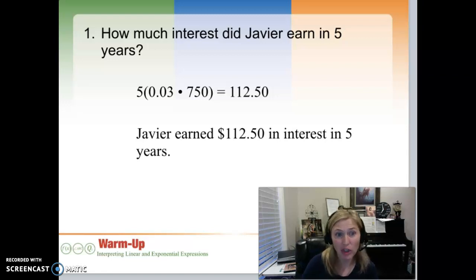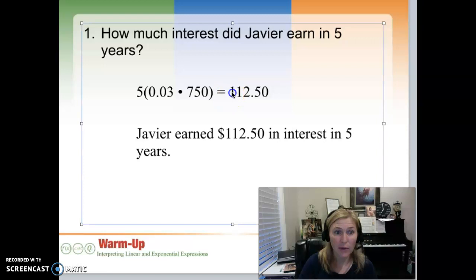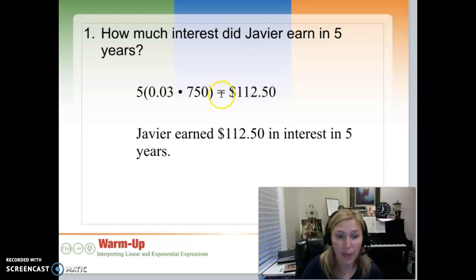So this is what you're going to write on number 1. It says, how much interest did Javier earn in 5 years? So you're going to write this right here: 5 parenthesis 0.03 times 750 parenthesis. Okay, and that equals $112. Please make sure that we give our answers as dollars if it's asking us for an amount. Now, remember, when we're doing problems like this, we need to include the parentheses.